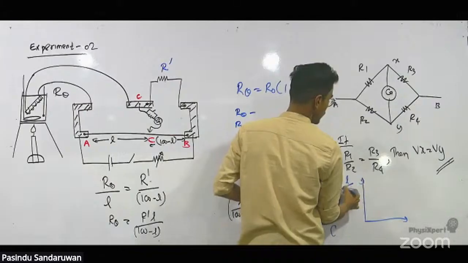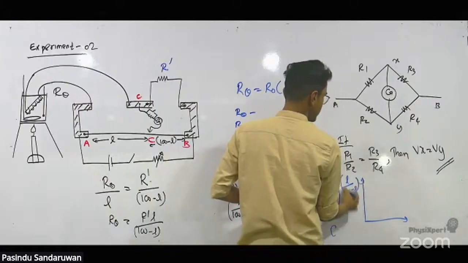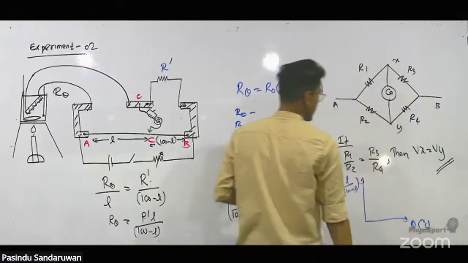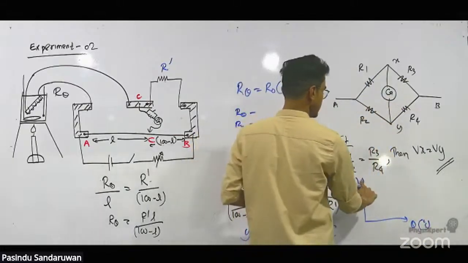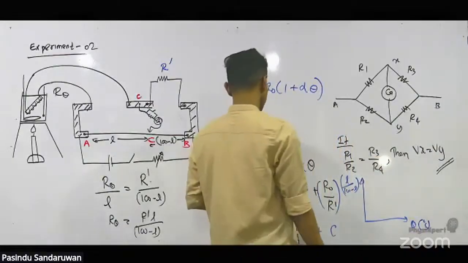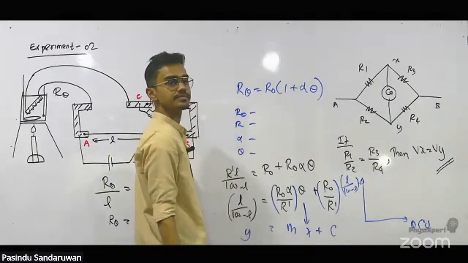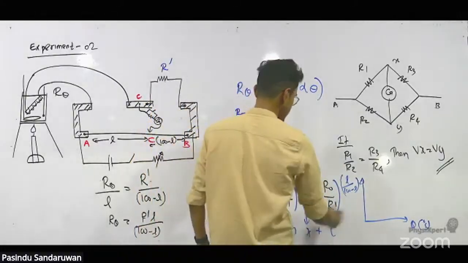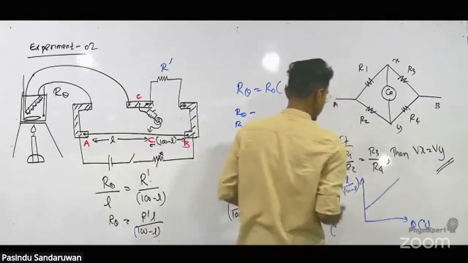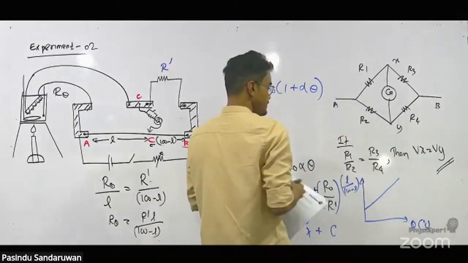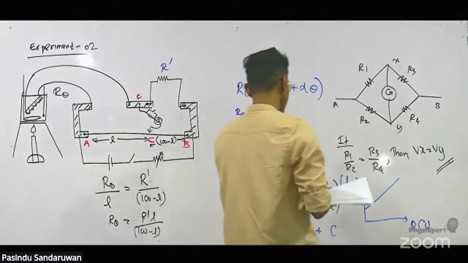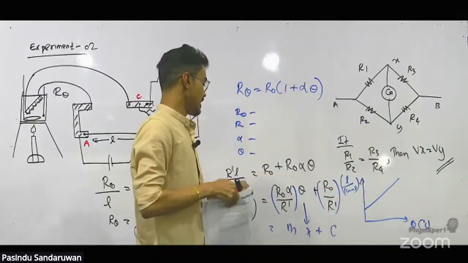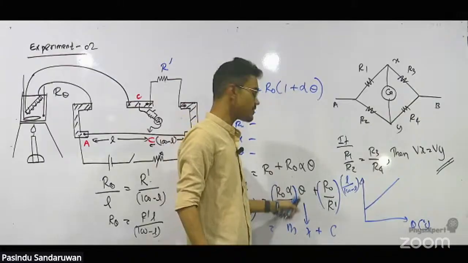This is L over 100 minus L, and this is theta. Theta is in degrees Celsius. What's the unit of L over 100 minus L? No units, right? It's mx plus c. And the intercept is R naught over R dash, and the gradient is R naught alpha over R dash.